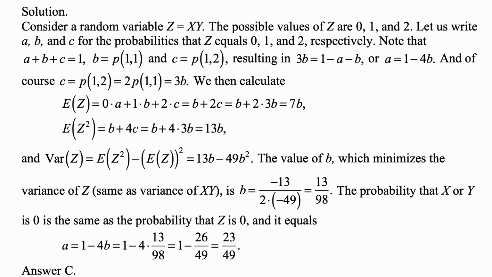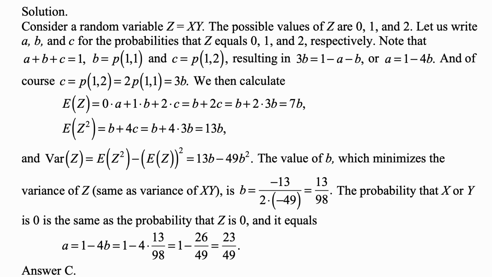And this results in 3b being equal to 1 minus a minus b, because we are told that c is equal to 3 times b, and c is also equal to 1 minus a minus b. So 3b must be equal to 1 minus a minus b, and therefore a is 1 minus 4b. And of course c is equal to 3b. And we are supposed to express everything in terms of p of 1, 1, and then maximize the variance. Well, p of 1, 1 is b, so let's just work with b.